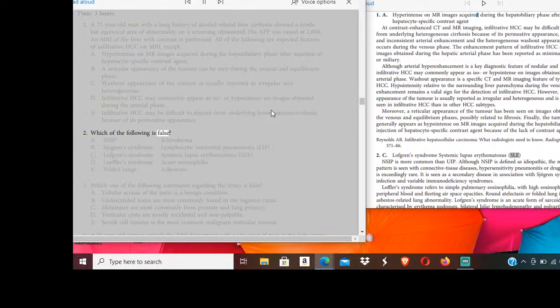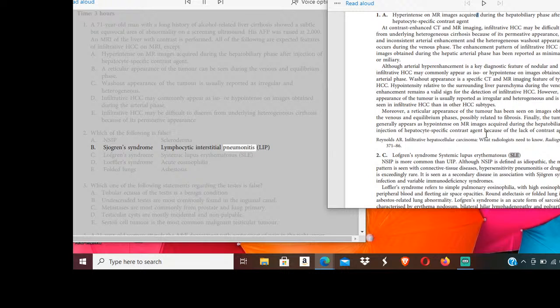2. Which of the following is false? A. NSIP, scleroderma. B. Sjogren's syndrome, lymphocytic interstitial pneumonitis, LIP. C. Lofgren syndrome, systemic lupus erythematosus, SLE. D. Loeffler syndrome, acute eosinophilia. E. Folded lung, asbestosis.